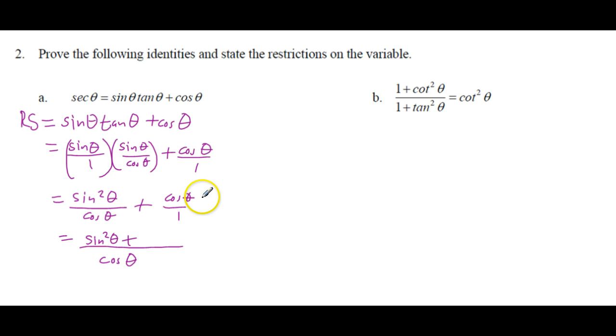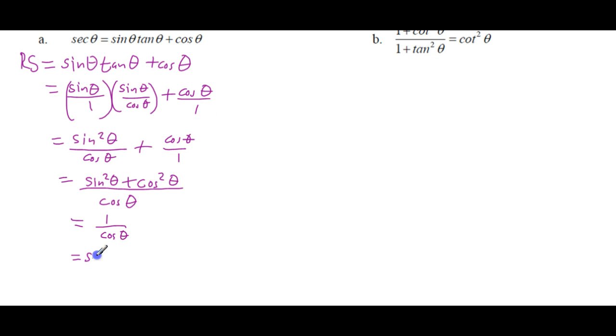To put this over cos, we multiply by cos over cos. So this becomes cos squared theta. Sine squared plus cos squared is 1. We get 1 over cos theta, which is secant theta. Which is the left-hand side. And the restriction being, of course, that cosine can't be 0. And that restriction leads us to theta is not pi over 2 plus n pi.